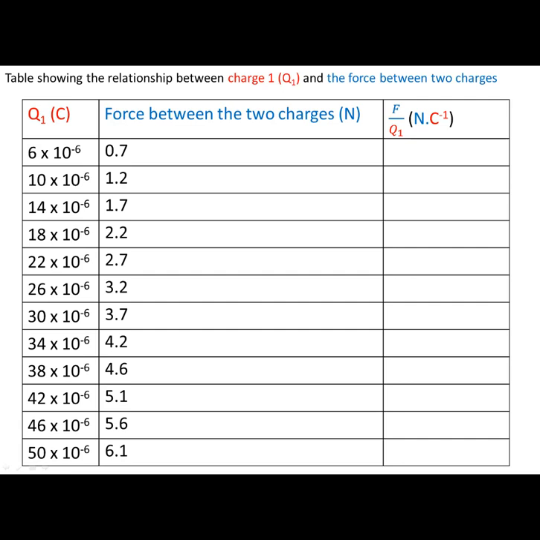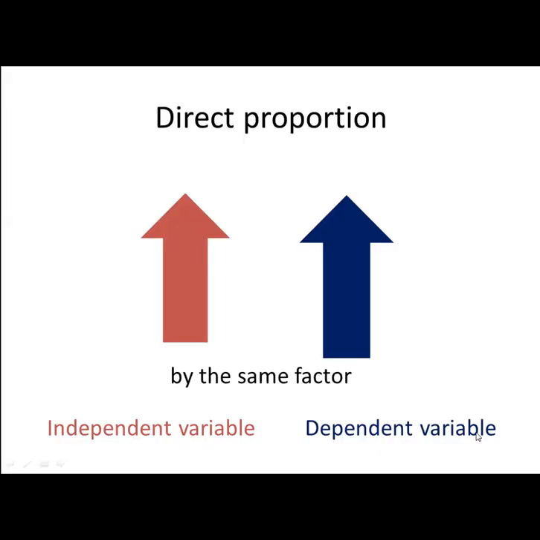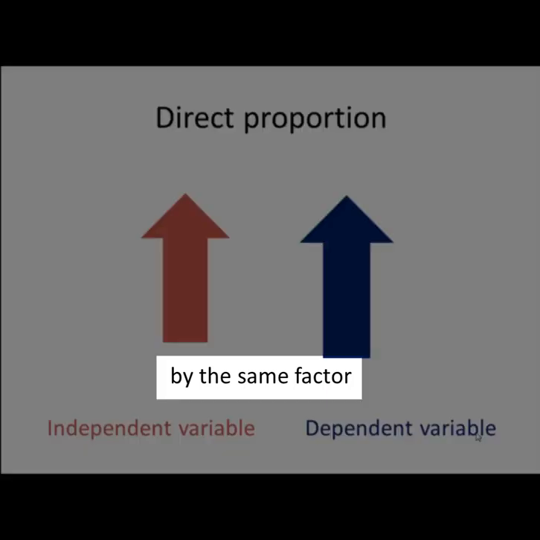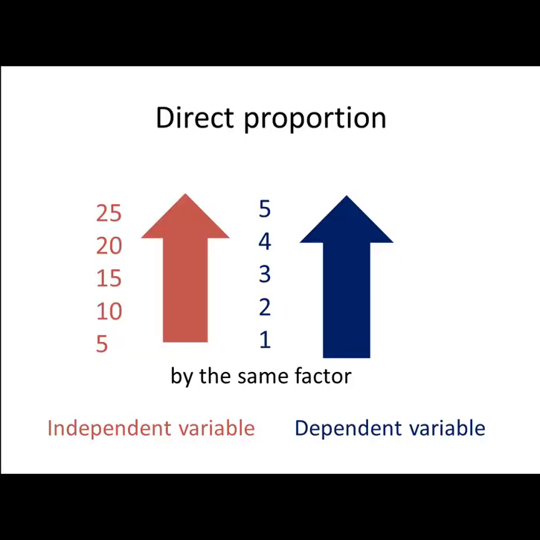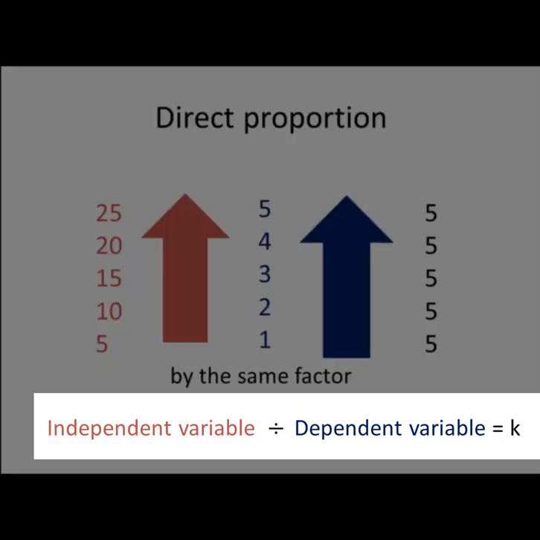And what do we notice? The most obvious thing is that as we increase Q1's value, the force between the two charges also increases. So the more, the more. But is this direct proportion? Is it the more by the same factor? Now remember to check whether two variables are indeed directly proportional to one another, a very easy thing we can do is simply divide one by the other, and if the variables are directly proportional to one another, that will give a constant value.